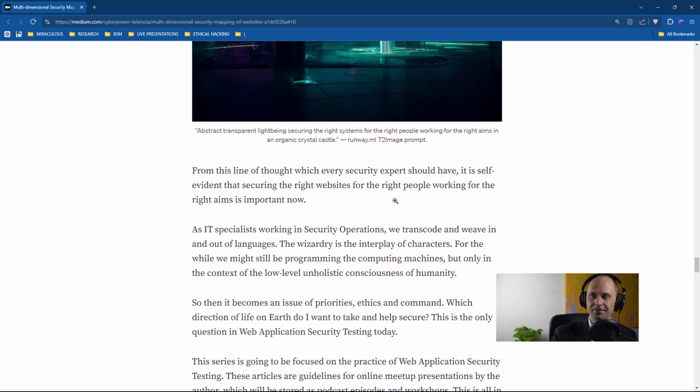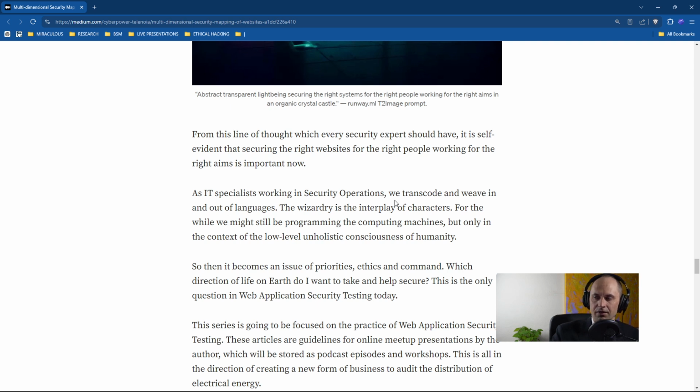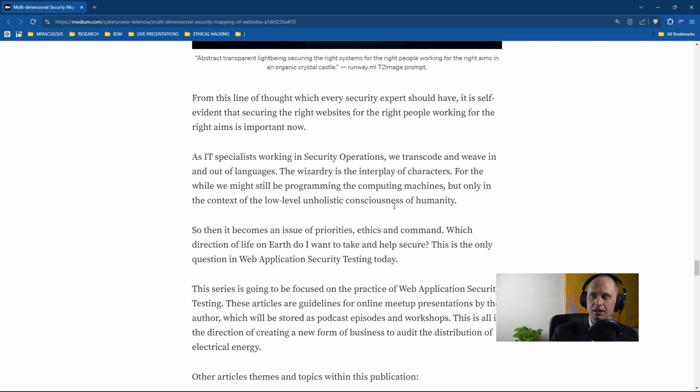Conclusions. From this line of thought, which every security expert should have, or could have, it is self-evident that securing the right websites for the right people, working for the right aims, is important now.